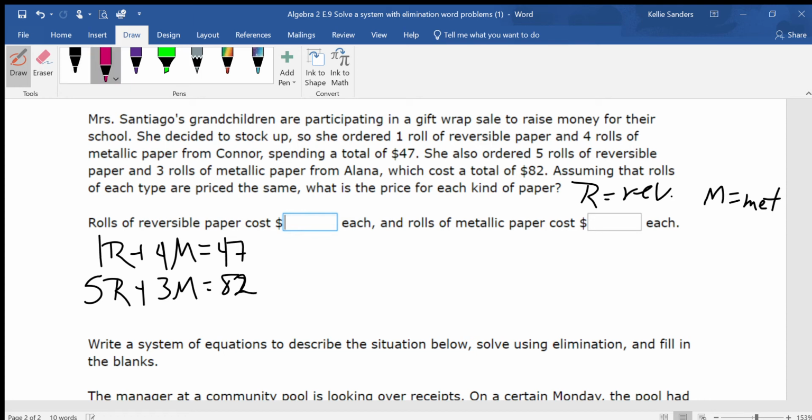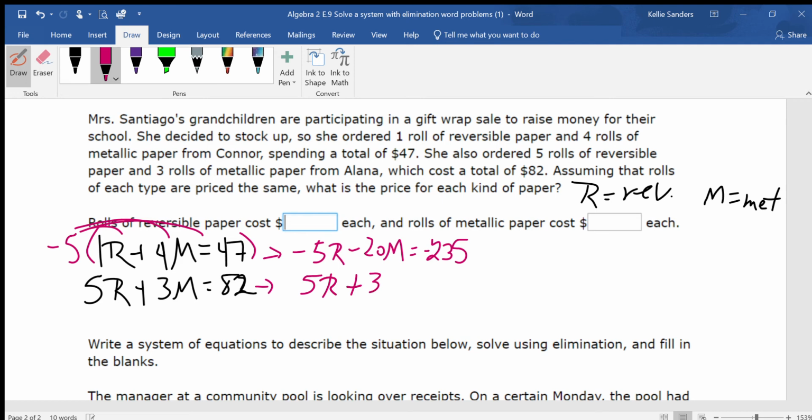Okay, this is when we have to do a little bit more work. The R's aren't the same number, the M's aren't the same number, so we have to change either the R's or the M's to be able to cancel out. So we're going to use this one, and we're going to multiply everything by -5. So -5R minus 20M equals -235. 5R plus 3M equals 82. Those cancel out. That's why I did negative 5.